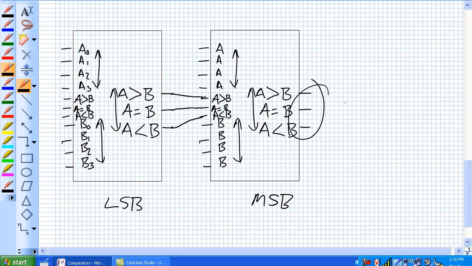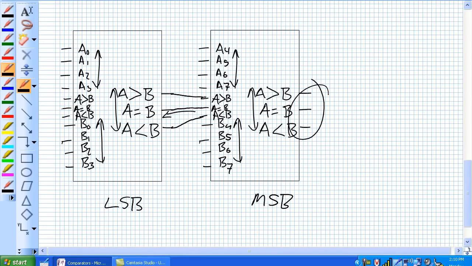So these are still the outputs right here. But what you are feeding now is A4, A5, A6, A7 and B4, B5, B6, B7. You are still checking A7, A6, A5, A4 compared to B7 through B4. And if you still get a point where it's equal, then you have to go back to these, which give you the outputs of whether the lower order bits are greater than, equal to, or less than.